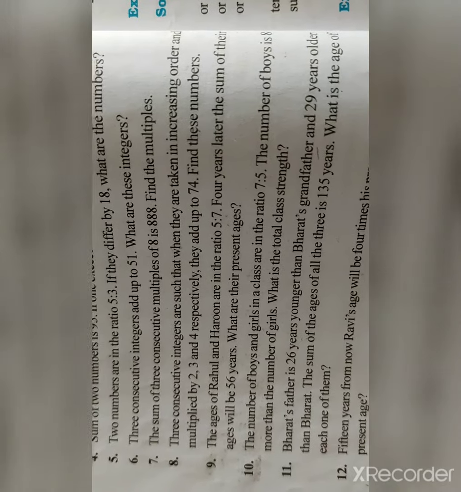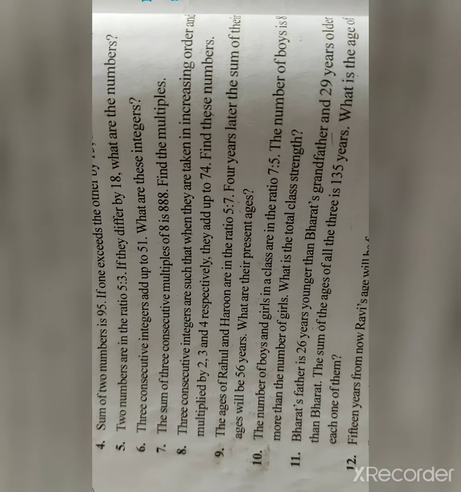Now the eighth one. Three consecutive integers are such that when they are taken in increasing order and multiplied by 2, 3 and 4 respectively, they add up to 74. Find these numbers. So three consecutive integers, you know, x, x plus 1, x plus 2. In x multiply by 2, in x plus 1 multiply by 3, and in x plus 2 multiply by 4. Then you will add. So you will get 2x plus 3 in the bracket x plus 1 plus 4 in the bracket x plus 2. So you will get answer 74.